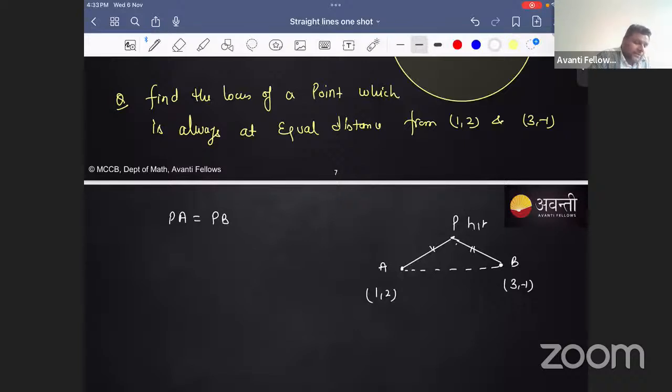Now, first of all, the point whose locus is to be identified, assume it as (h, k). Now, PA equal to PB means PA square is PB square. PA square is (h minus 1) whole square plus (k minus 2) whole square, and it is equal to (h minus 3) whole square plus (k plus 1) whole square.